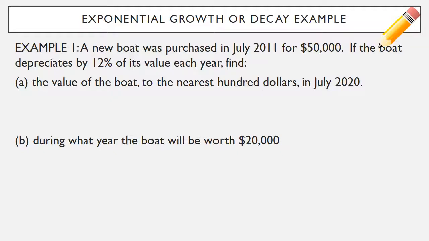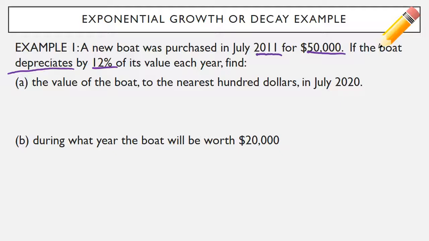So let's take a look at how we might use these equations. I have a new boat. It was purchased July 2011 for $50,000. It's depreciating by 12% each year. Let's stop there and underline the values that we might use that would be helpful. I bought it for $50,000. 2011 is when I bought it. It's depreciating 12%.